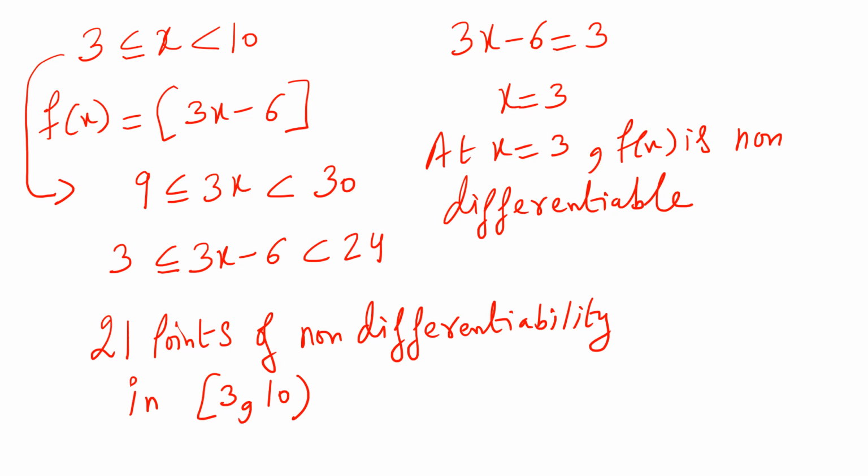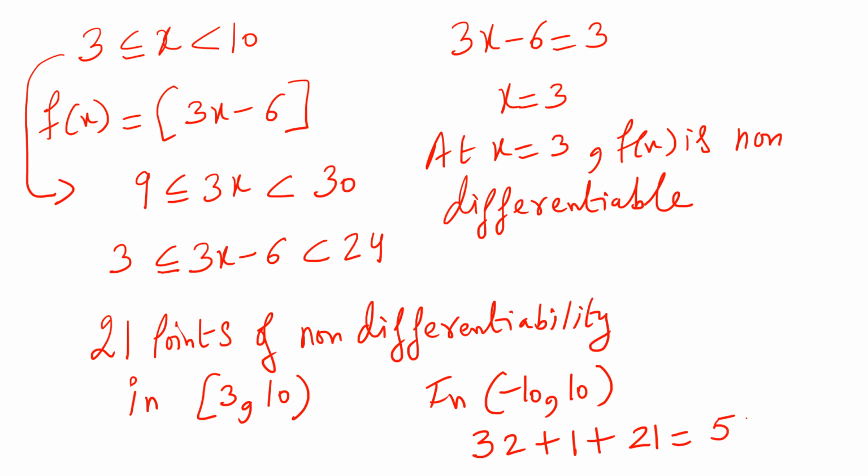Now students, let's add all the points of non-differentiability. So in the open interval minus 10 to 10, there are 32 plus 1 plus 21 points of non-differentiability for the function f(x). So this comes out to be 54. So hence option A is the correct one.